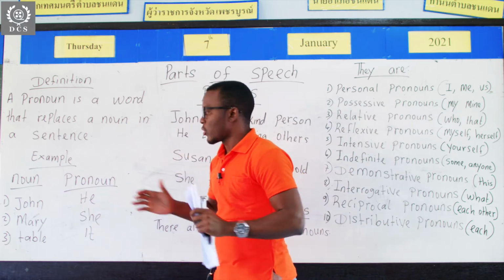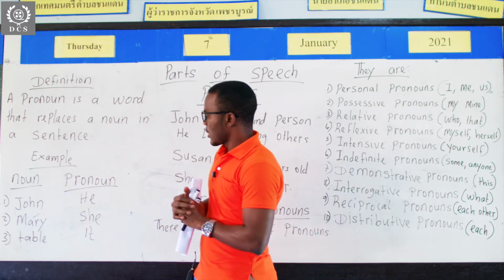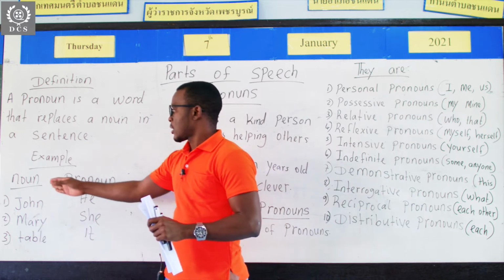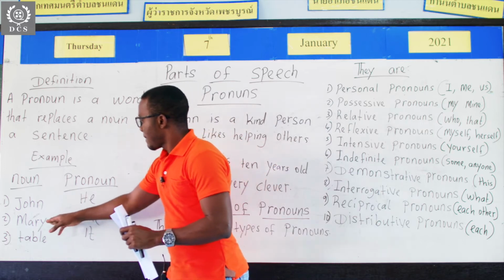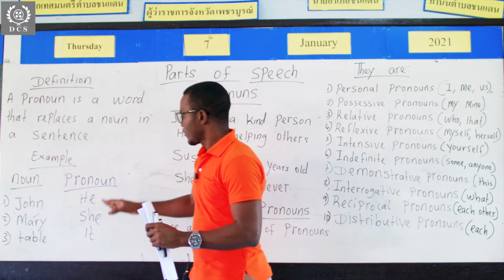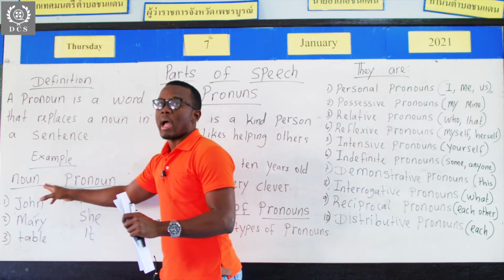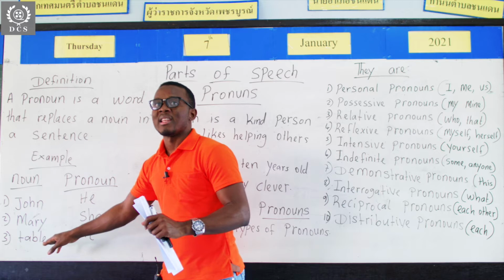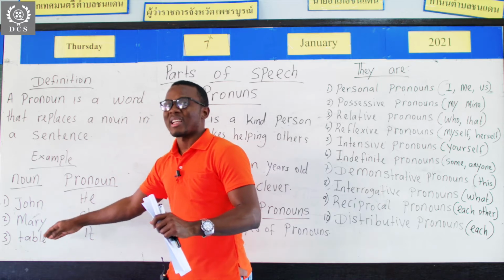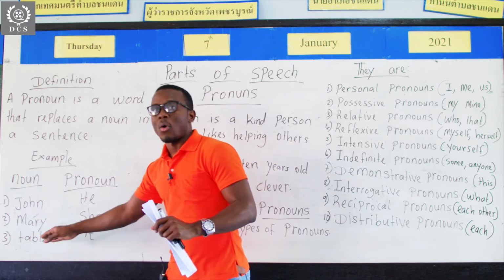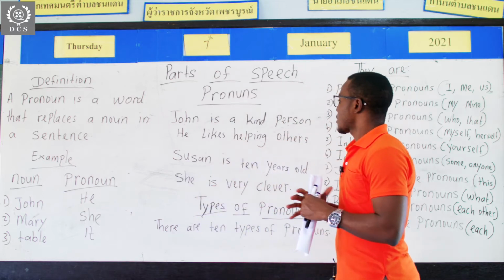Look at these examples over here. We have noun, we have pronoun. So let's see, we have John, noun. Pronoun, he. Mary, noun. Pronoun, she. Table, noun. Table is the name of an object. A table is an object, so it's a noun. So the pronoun for table is it.